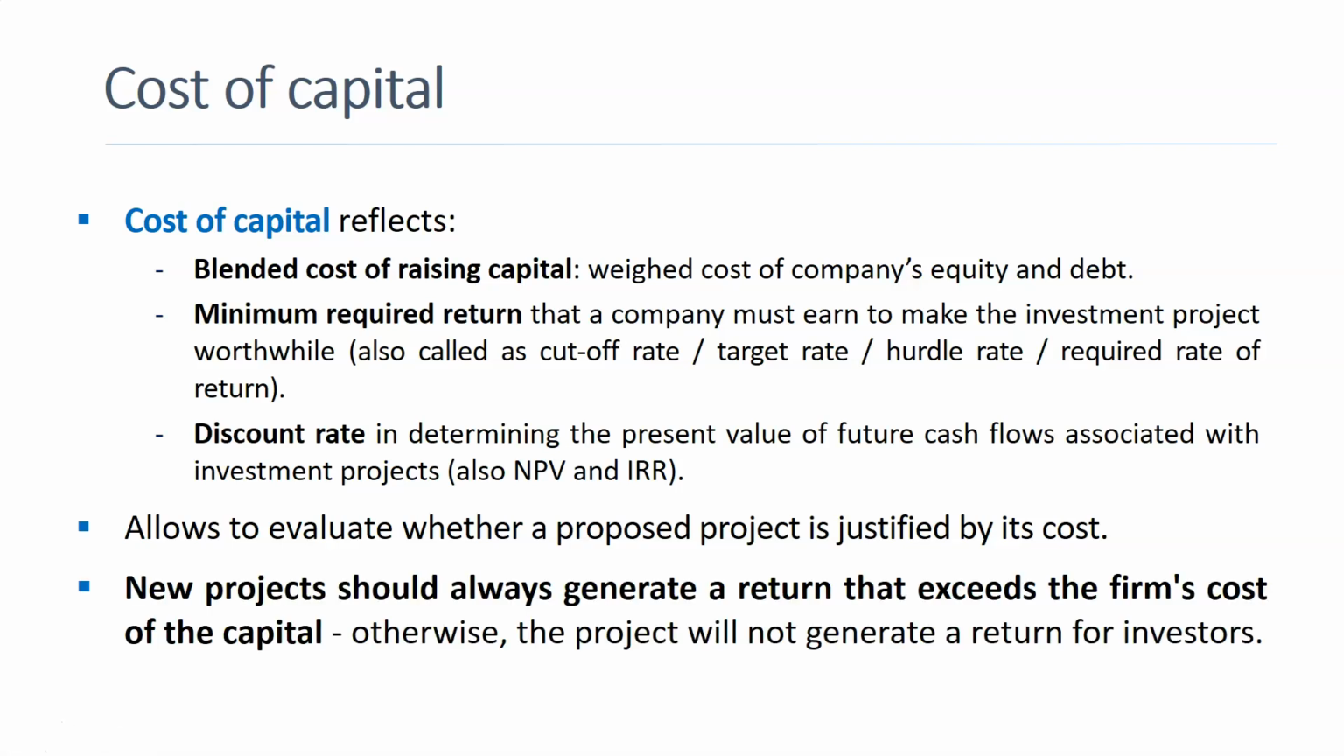Any company's decisions to invest into new projects should always generate a return which exceeds the firm's cost of capital used to finance the project. Otherwise, the project will not generate a return for investors. If the firm fails to earn the required rate of return, for example, if the cost of capital for a certain project is 10%, but the company only generates 3% return on this investment, it implies that the project caused losses to the company. The market value of its shares will fall and shareholders' wealth will decline. They will lose money. Earning a return which is higher than the firm's cost of capital is crucial.